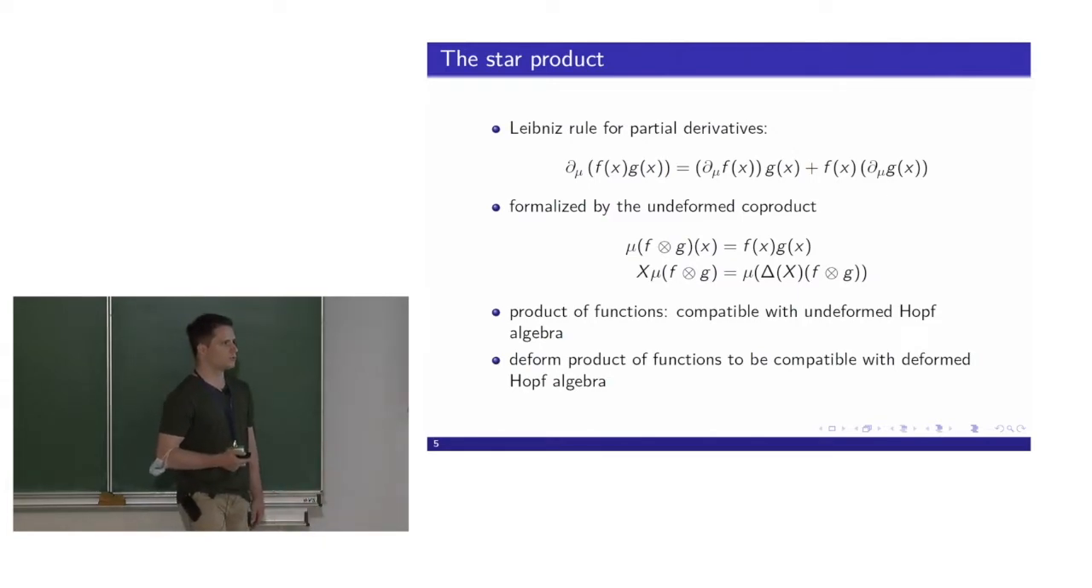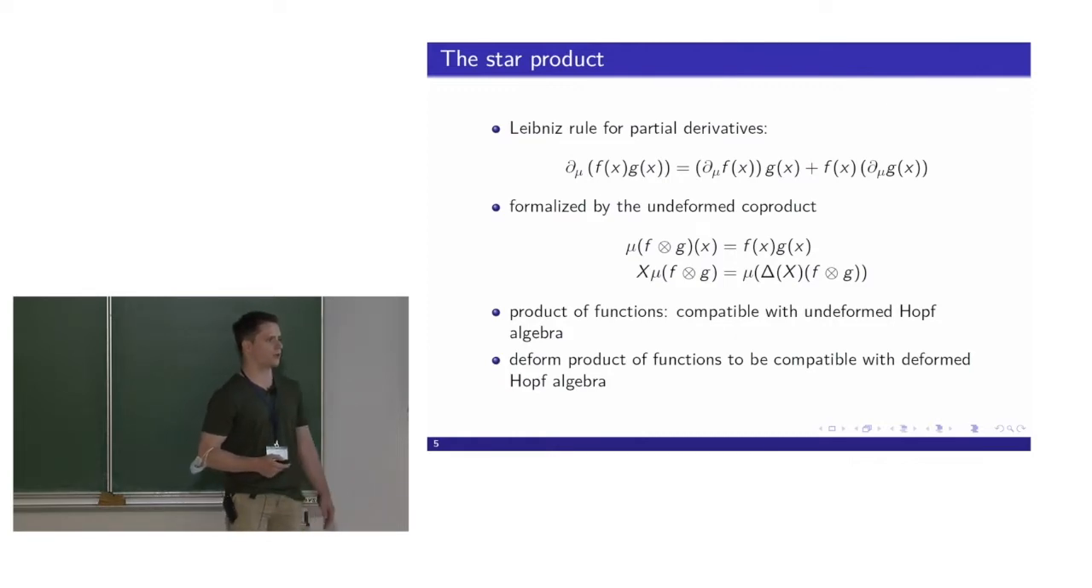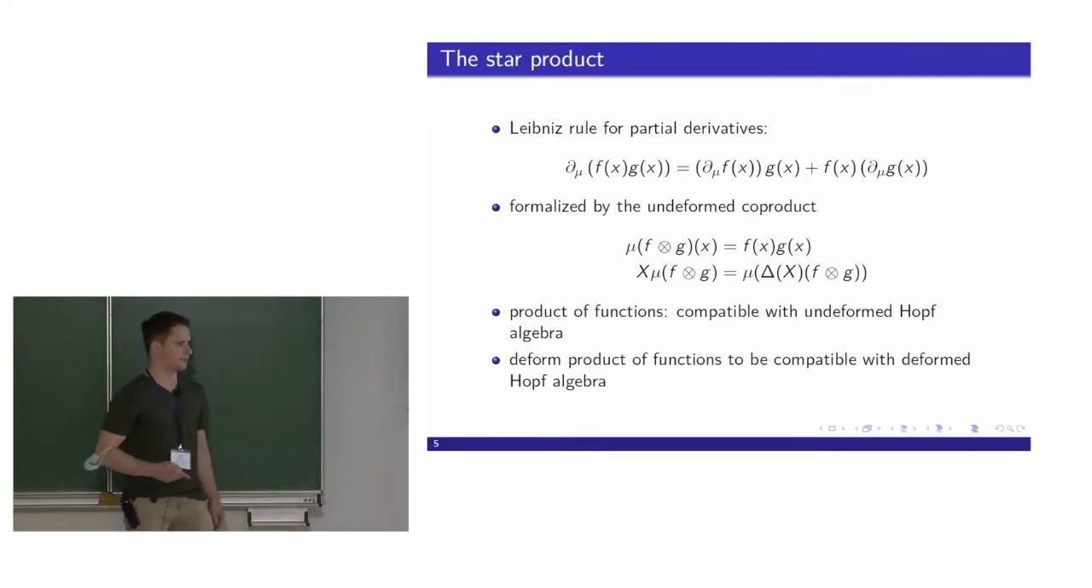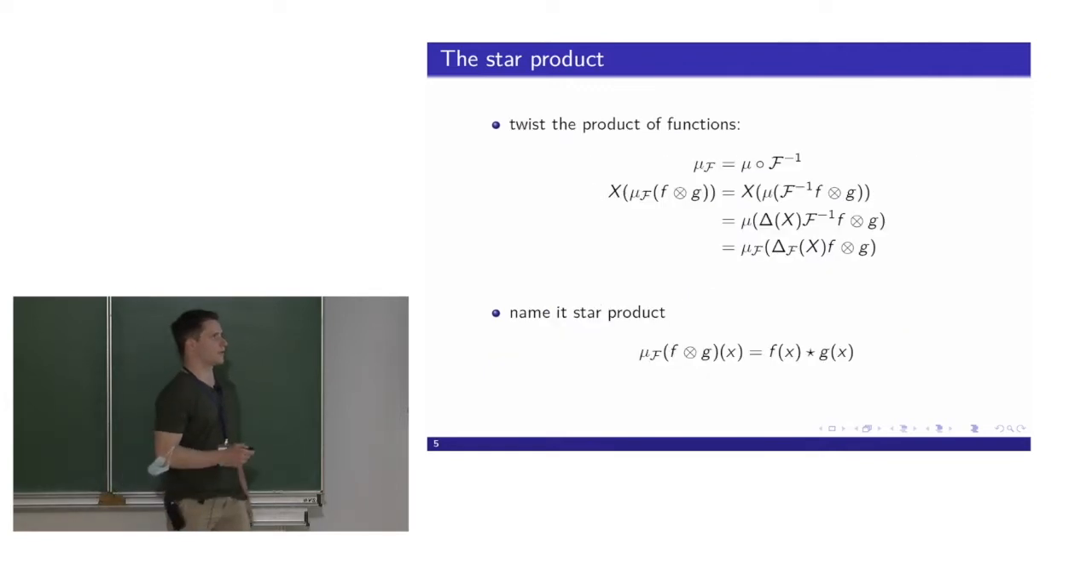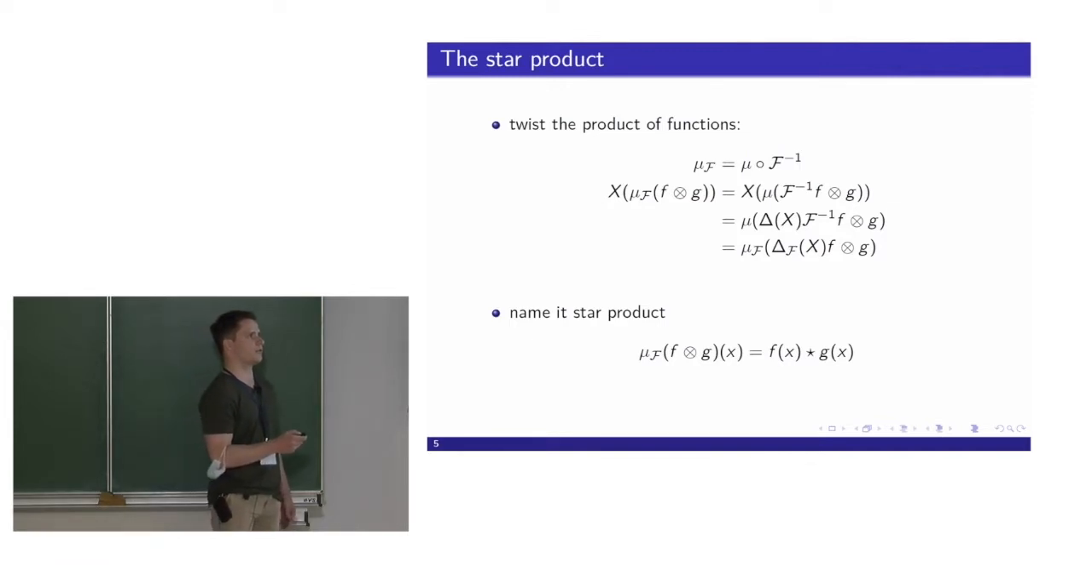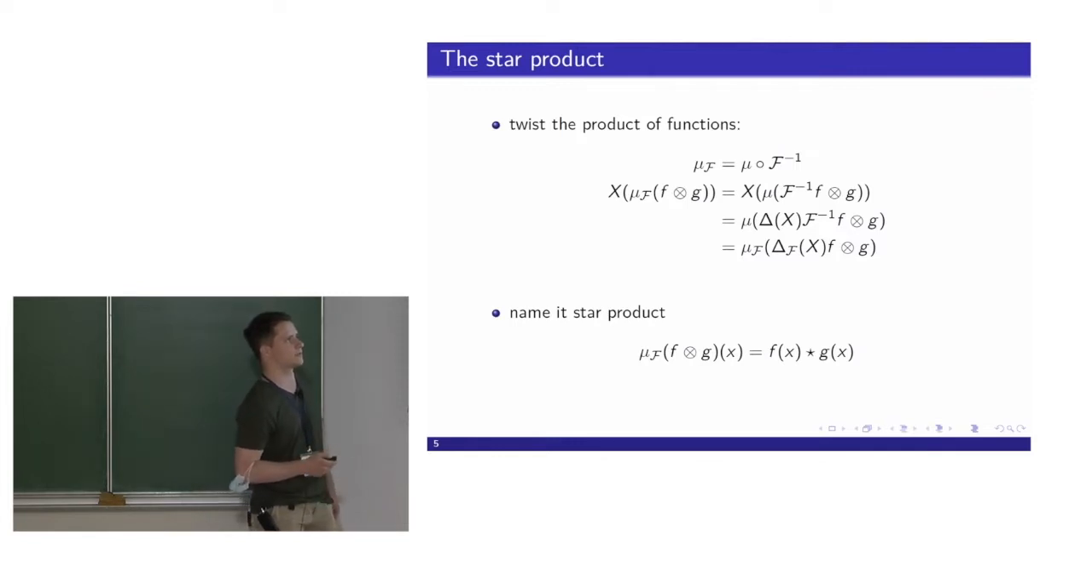So what we need to do is to define a twisted, or deformed, product of functions so that we have structures that are compatible with this deformed Hopf algebra structure. Okay, so let's do that. The twisted product of functions takes this form. It's basically just the composition of the pointwise product with this inverse twist.